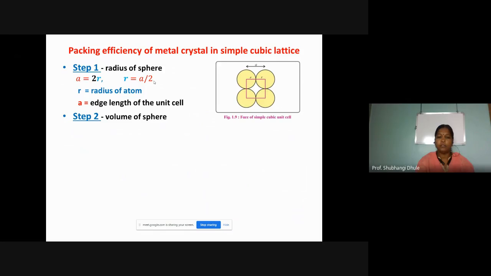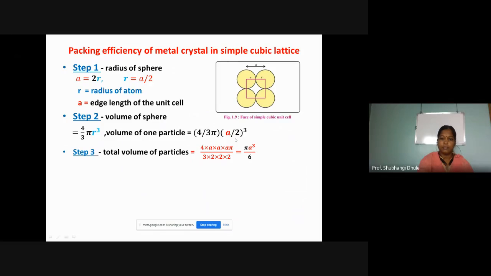The second step is the volume of the sphere. Now, how to calculate the volume of each sphere? For this the formula, because it is round in shape, these are rigid spheres, the volume of the sphere is 4 by 3 pi r cube. This is the well-known formula, and here we just replace r by a by 2, because r is equal to a by 2. So this is 4 upon 3 pi, and this r is a by 2. So what does it give? The step 3.